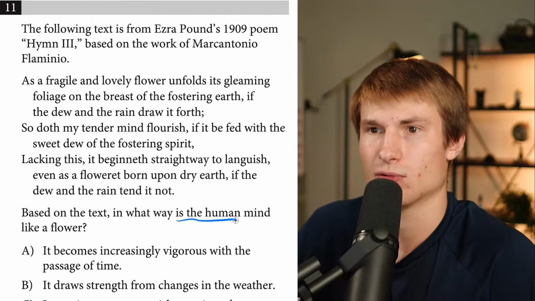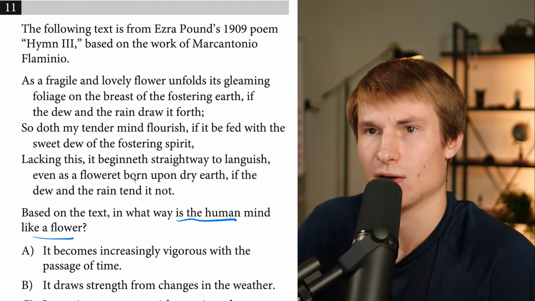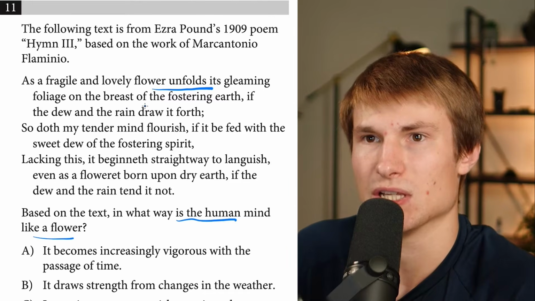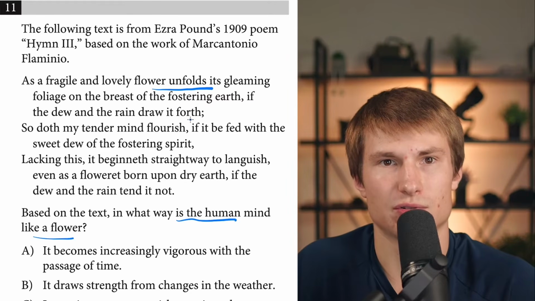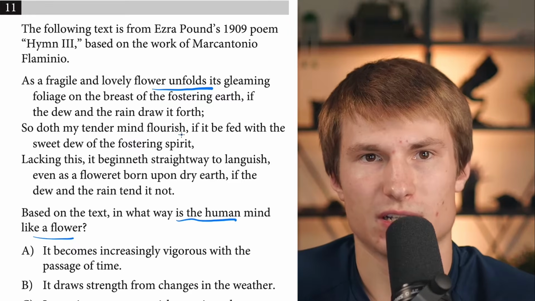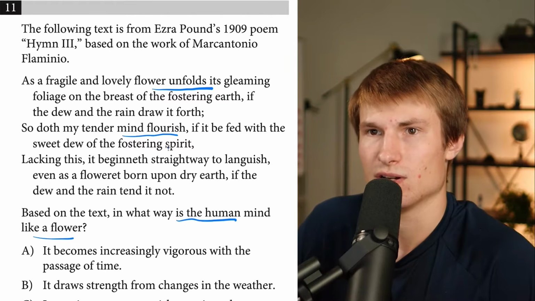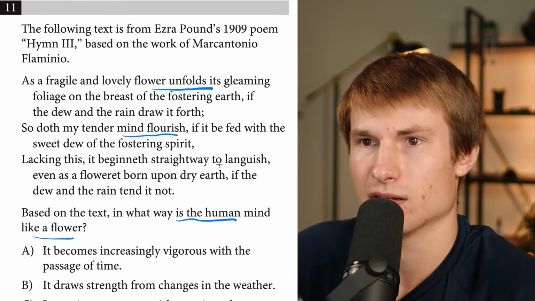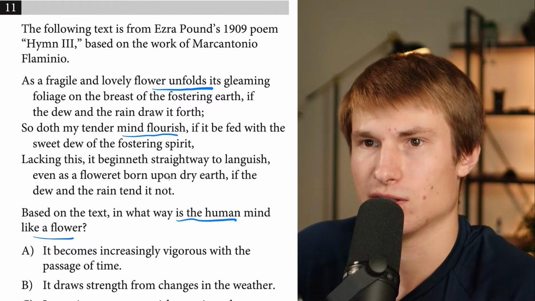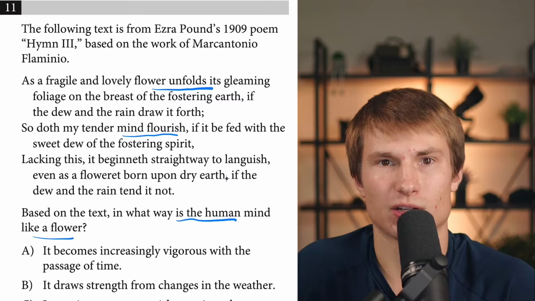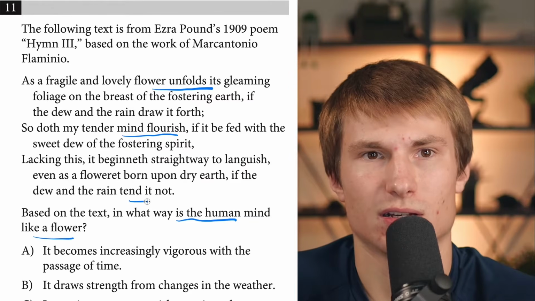Based on the text, in what way is the human mind like a flower? Well, we have the flower unfolds its gleaming foliage on the breast of the fostering earth, if the dew and the rain draw it forth, so doth my tender mind flourish. Okay, so we have mind flourishing there. If it be fed with the sweet dew of the fostering spirit, lacking this, it beginneth straightway to languish, even as the floweret born upon dry earth, if the dew and the rain tend it not.